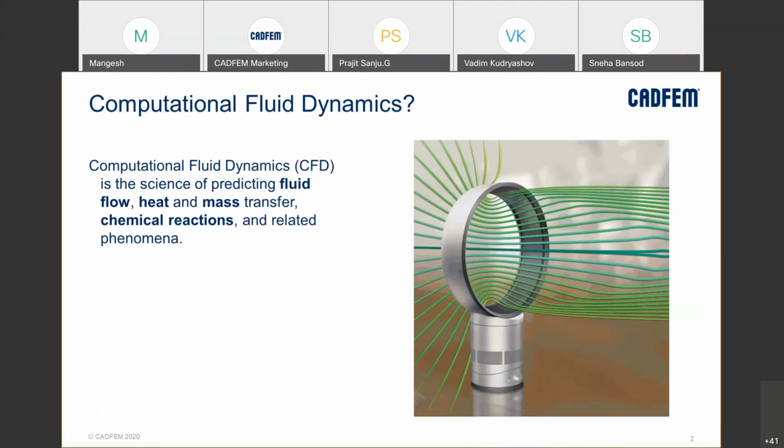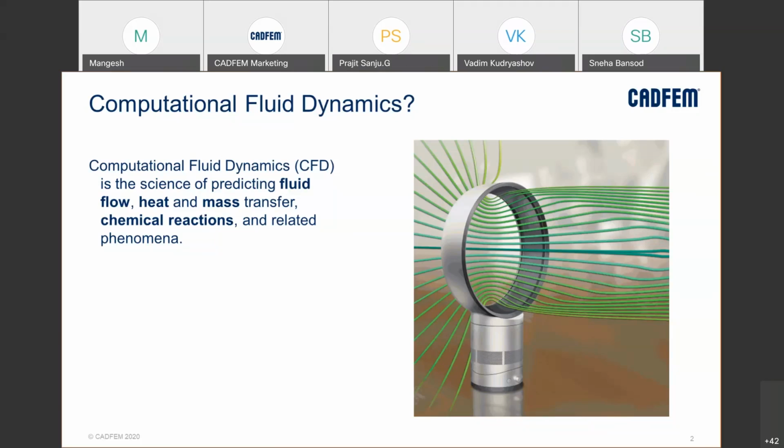Before diving into that, I'll go through a couple of slides introducing what computational fluid dynamics is. If you have already attended the previous session on the bioreactors or the mixers, you might have already seen these slides, but for the attendees who are new to this, they could be useful. So, what is computational fluid dynamics?